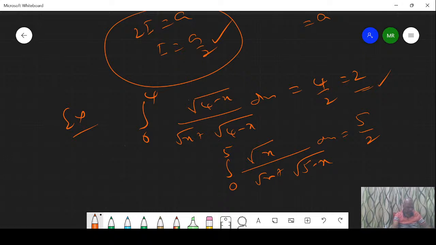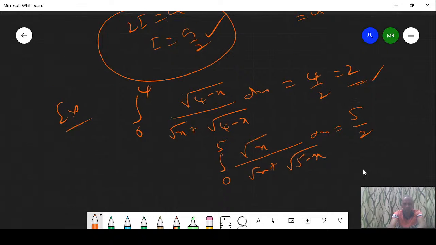No, 5 by 2. Then you can see the next problem. You can tell the answer here also, using the same concept. You can see the next one.